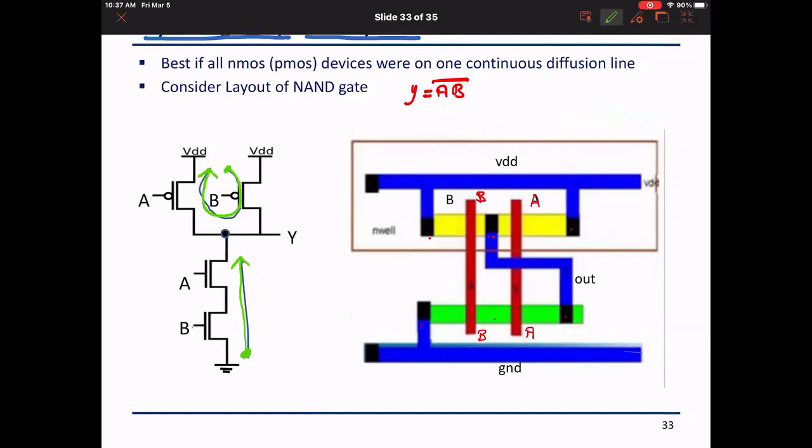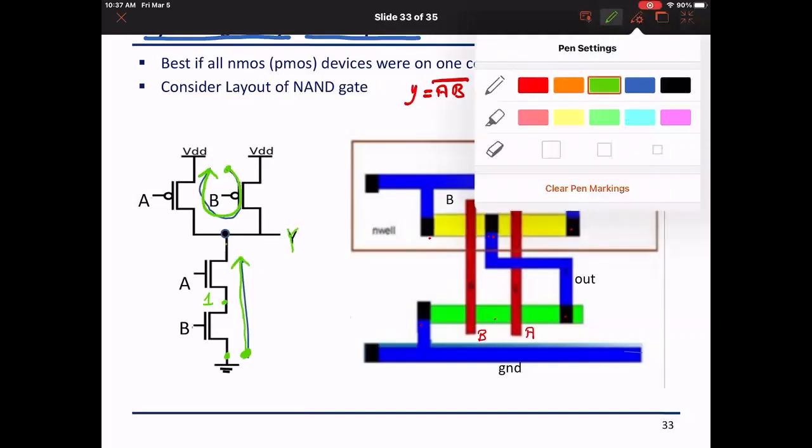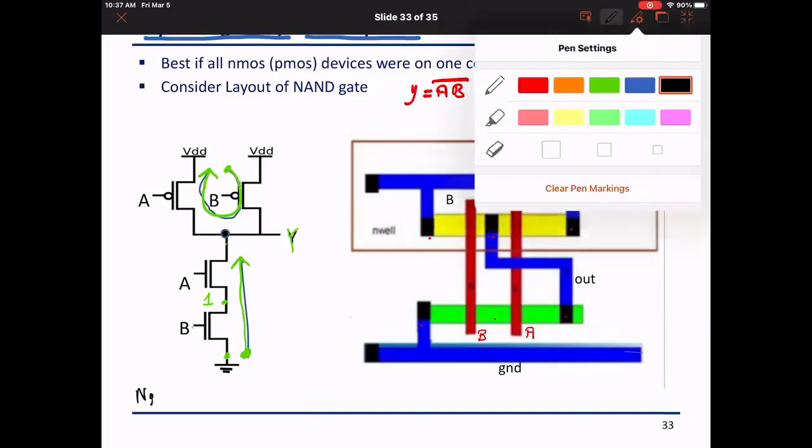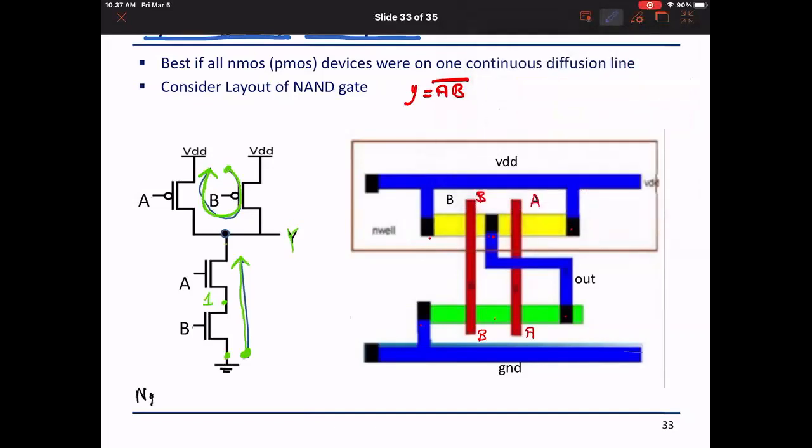Okay? So let us label the nodes. This is ground. This is node 1. This is node Y. Okay? So on the NMOS path, if I want to write the NMOS path, I'm going to write all the nodes. I'm visiting node ground, right? Then I'm visiting transistor B, I'm visiting node 1, I'm visiting transistor A, then I'm visiting the output node, right? And B and A represent for me the poly, right?